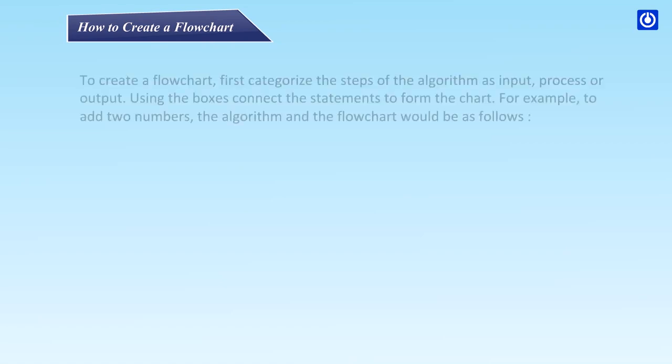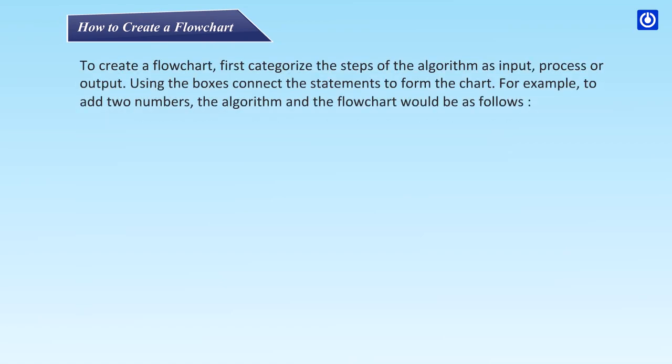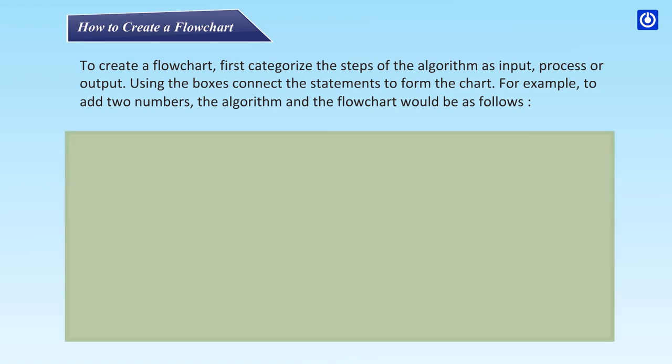How to create a flowchart? To create a flowchart, first categorize the steps of the algorithm as input, process, or output. Using the boxes, connect the statements to form the chart. For example, to add two numbers, the algorithm and the flowchart would be as follows.